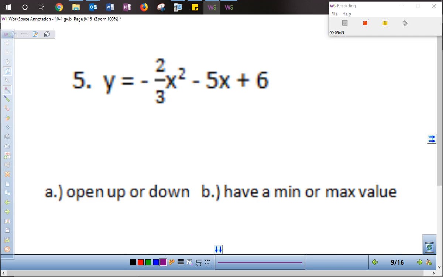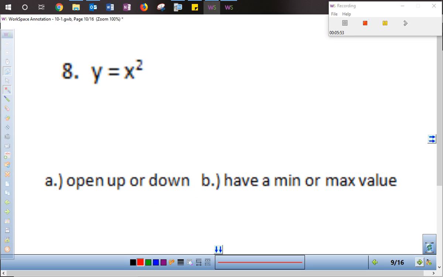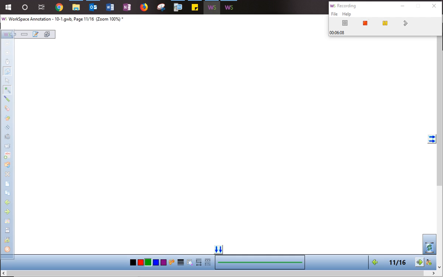On number 5 here, I've got a negative 2/3, and since it's negative, it opens down, and that means its vertex is a maximum value. On number 8, if you'll notice, our a value doesn't look like it's there, but if you'll remember, that means that it's really just a 1, and that is positive, so it's going to open up, and my vertex is going to be a minimum value.